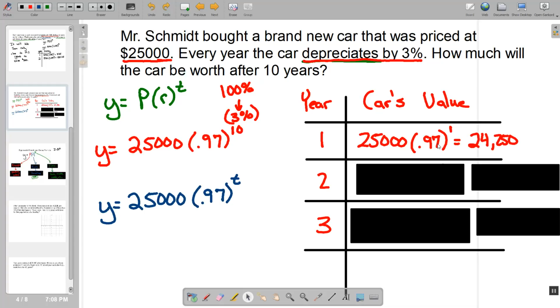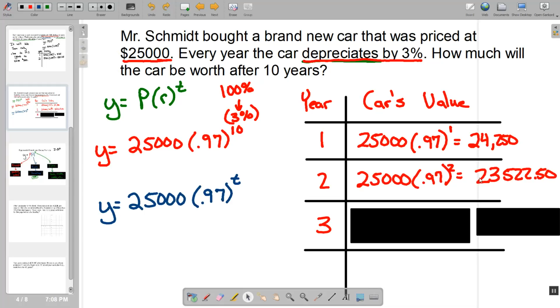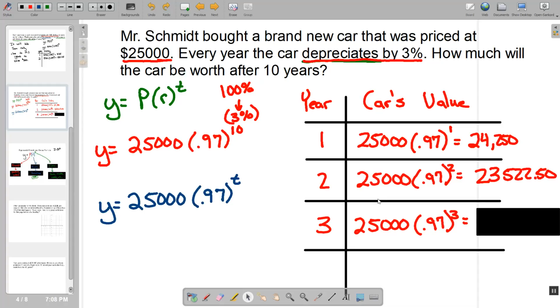The car would be down to $24,250. Now, if I did this number times 97% again, that would give me the next year, or more likely, I would put it back into the equation like this. But either way, you'll get the same value of $23,522.50. Finally, I could do the third year, same process. Once again, I could do this number times 97% each time to give me the value. And I could do that 10 times.